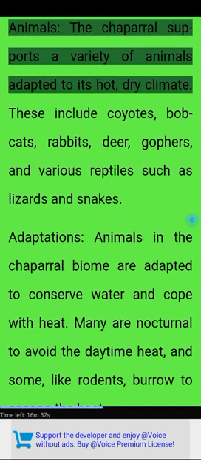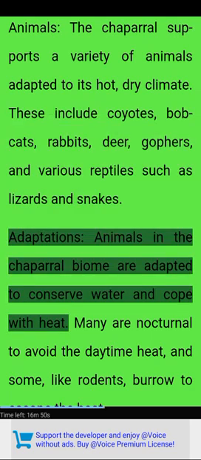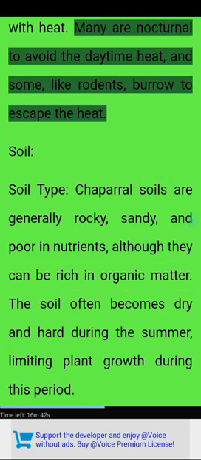Fauna. Animals. The chaparral supports a variety of animals adapted to its hot, dry climate. These include coyotes, bobcats, rabbits, deer, gophers, and various reptiles such as lizards and snakes. Adaptations. Animals in the chaparral biome are adapted to conserve water and cope with heat. Many are nocturnal to avoid the daytime heat, and some, like rodents, burrow to escape the heat.